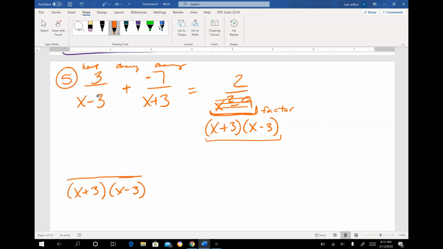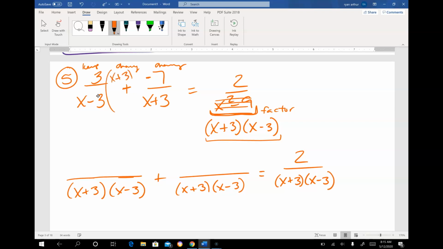And then we've got 3 of them. Now, the right-hand side has the right denominator, doesn't it? So we're just going to bring that one down because it doesn't need anything done to it. Now the x minus 3 guy is missing an x plus 3. So distribute, and you get 3x plus 9. This guy's missing the x minus 3. Distribute, and you get negative 7x plus 21.